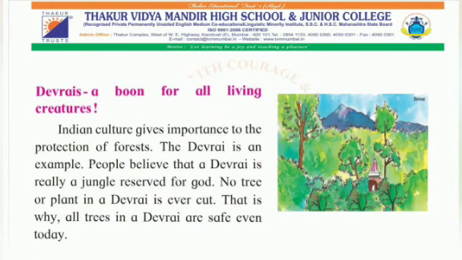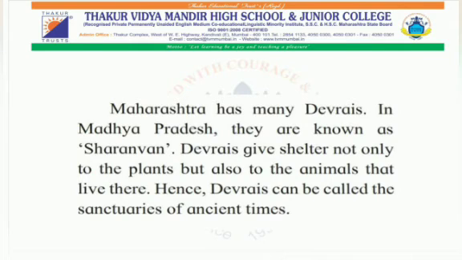The next one over here is Devrai, a boon for all living creatures. Indian culture gives importance to the protection of forests. The Devrai is an example. People believe that a Devrai is really a jungle reserved for God. No tree or plant in the Devrai is ever cut. That is why all trees in Devrais are safe even today. Maharashtra has many Devrais. In Madhya Pradesh, they are also known as Sharnvan. Devrais give shelter not only to the plants but also to the animals that live here. Hence, Devrai can be called the sanctuaries of ancient times.